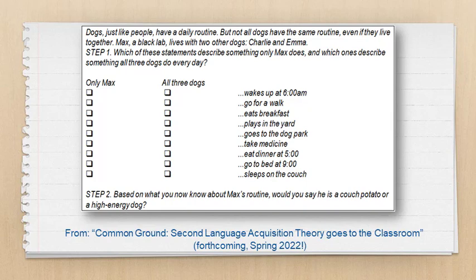And then in step 2, we emphasize meaning and content even more by having them take a look again at what Max does and then conclude whether he is a couch potato or a high energy dog. So they still need to go and pay attention to what those items mean. This is what's called a referential structured input activity, because the correct answer, Max or three dogs, depends on the form. Referential is one type of structured input activities.